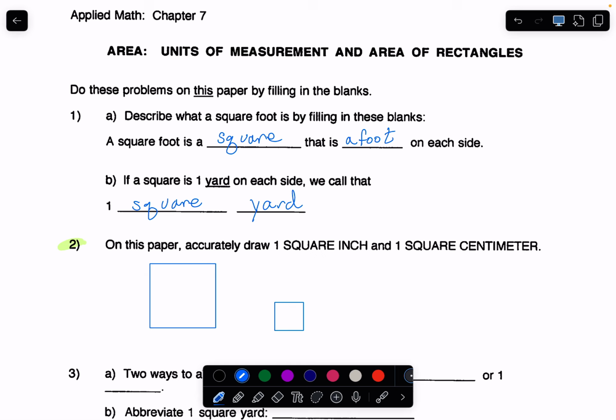Here's a square centimeter, here's a square inch, here's a square foot. A square yard would be 3 feet by 3 feet, 36 inches by 36 inches, 36 times 36, big number.